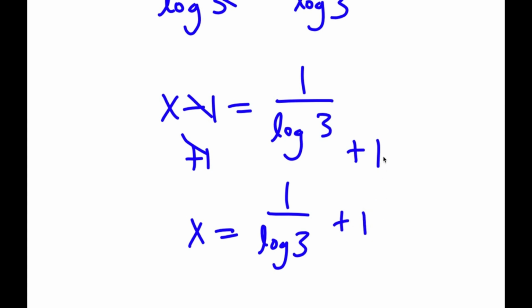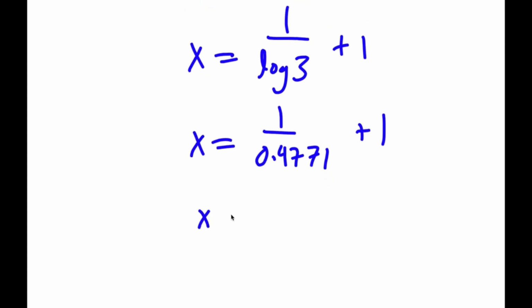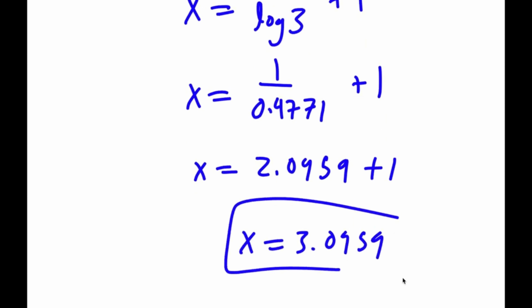So now, to find the exact value, I can plug this into a calculator. Log 3, that's equal to 0.4771. So I have 1 over 0.4771 plus 1. So now 1 over log 3, or 1 over 0.4771, that's going to be 2.0959. So I have this plus 1, so my final answer is 3.0959. So this is my answer.